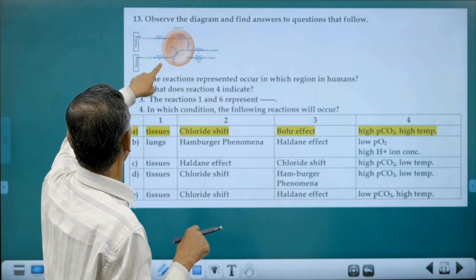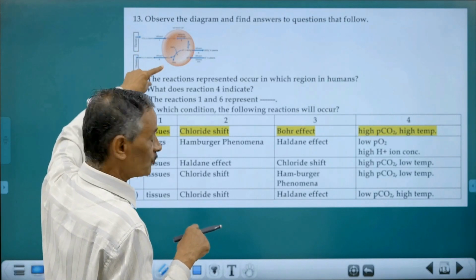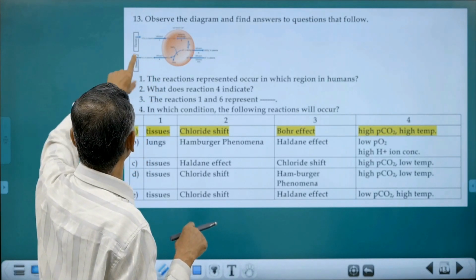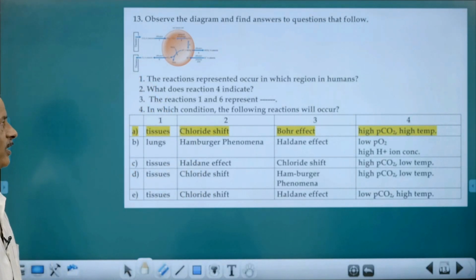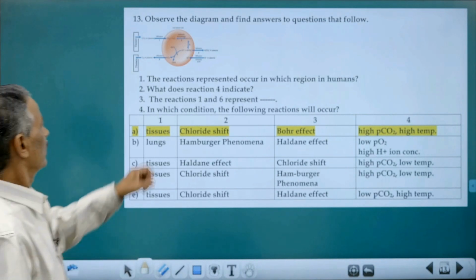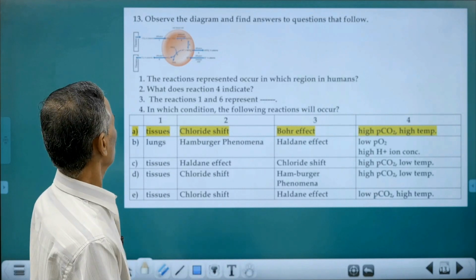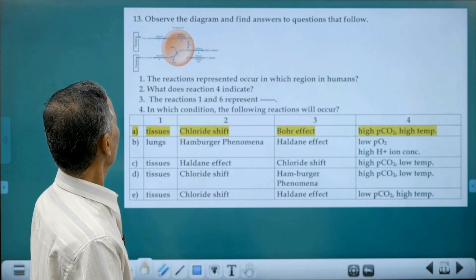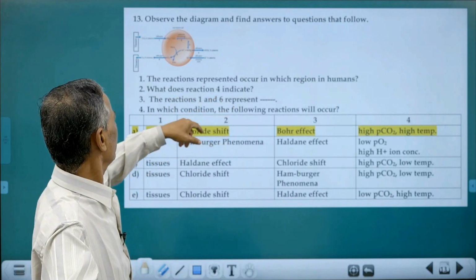What is that reaction? Carbon dioxide is causing the split of oxyhemoglobin and oxygen is diffusing. You can see it. Oxygen is diffusing. What is that oxygen diffusion? That is the Bohr effect. Okay. The reactions 1 to 6 thus represent the Bohr effect. Just now I told you. And what does the next reaction indicate?